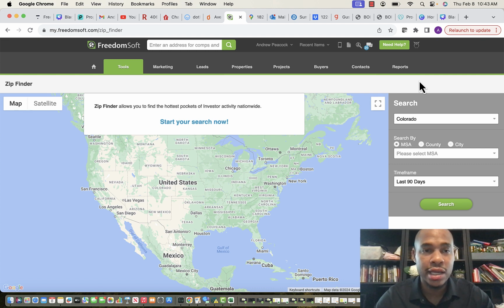This, what I have right here, is FreedomSoft. This is an all-in-one kind of CRM, a real estate CRM service, and I don't use 99% of the stuff that's on here. And by the way, I don't suggest you get this if you're just starting off. This is $200 a month.